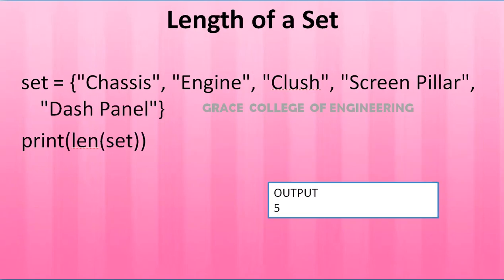Next, how to find the length of the set. First, the set is created with multiple items, and next print len of the variable that you want to be displayed here. So len of set, the output is 5. While calculating the length of a set, it starts from 1. So chassis is 1, engine is 2, clutch is 3, screen pillar is 4 and dash panel is 5. So the output is 5.